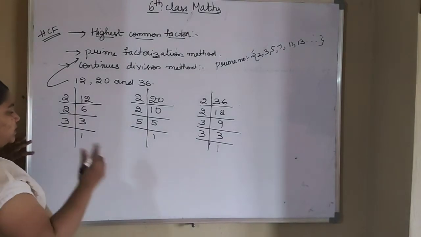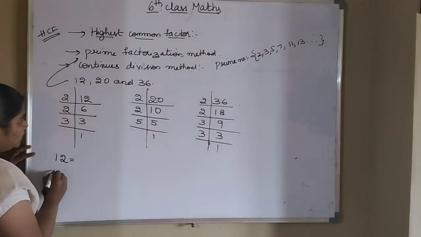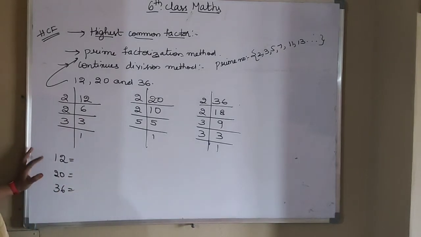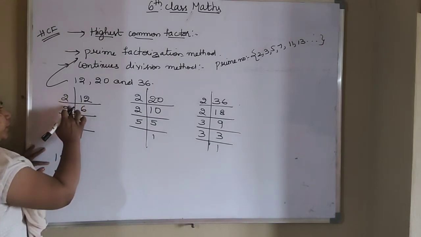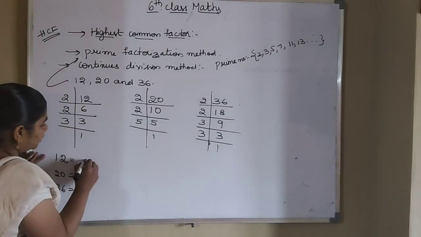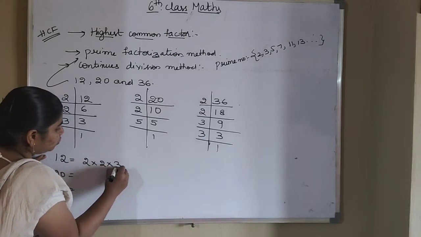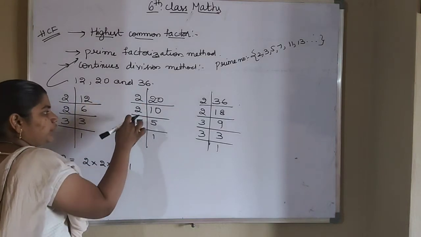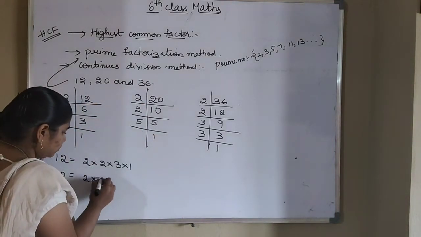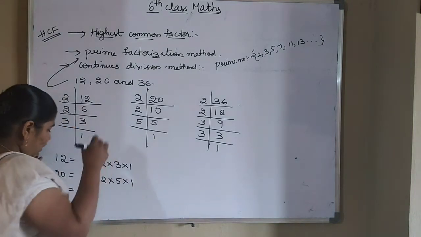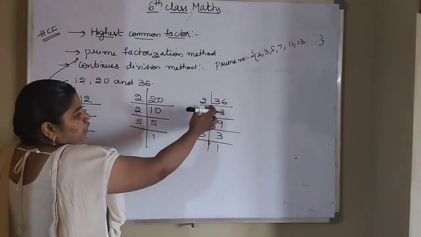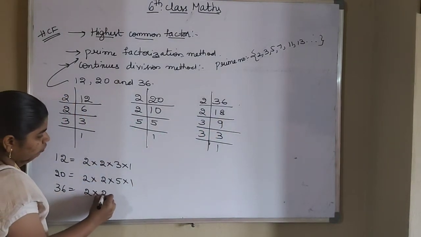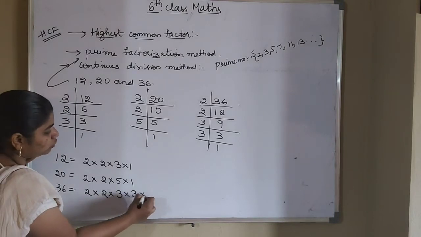Now we will see how to find the HCF. I am writing these numbers individually: 12, 20, 36. Now 12 can be written in the form of 2 into 2 into 3 into 1. Now 20 can be written in the form of 2 into 2 into 5 into 1. Now 36 can be written in the form of 2 into 2 into 3 into 3 into 1.